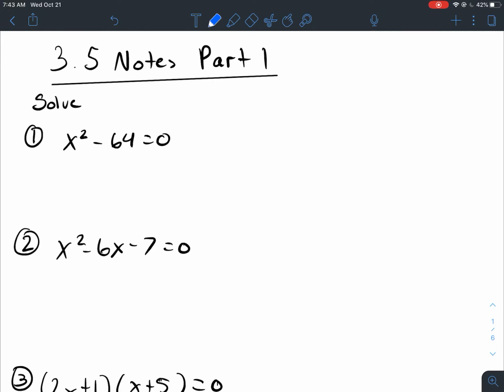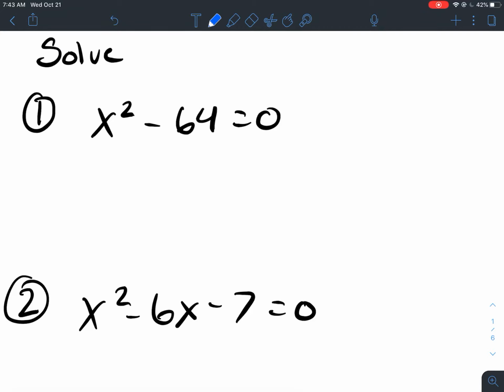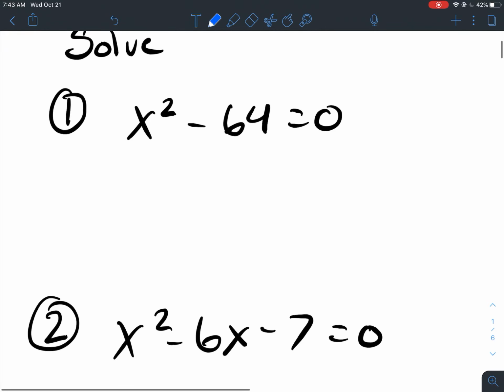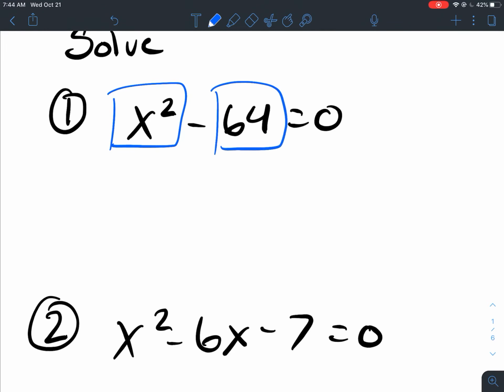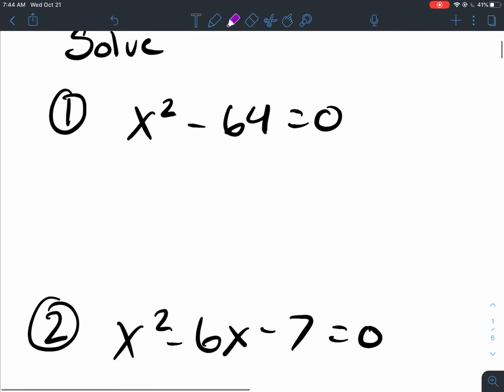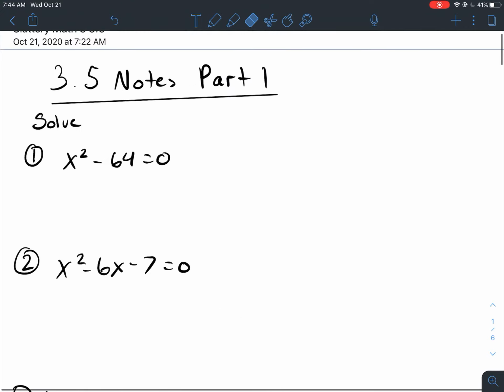So the first ones here tell us that we need to solve these equations. Looking at number 1, this follows a well-known factoring pattern. I have two terms separated by a minus sign, and there's something special about these two terms. They're both something that I can take the square root of. I can take the square root of x squared and I can take the square root of 64. So this equation follows the factoring pattern of difference of squares.